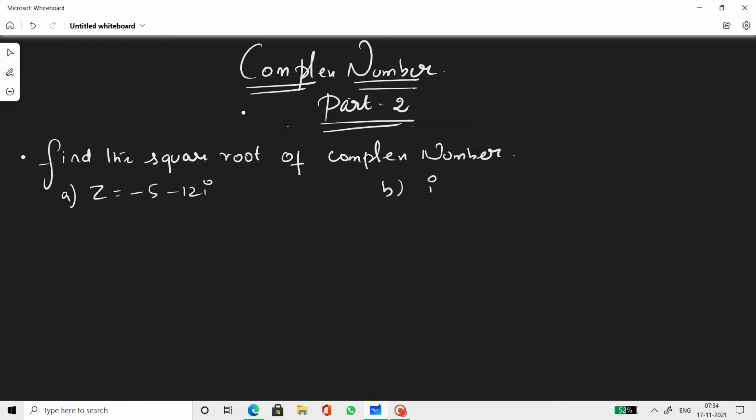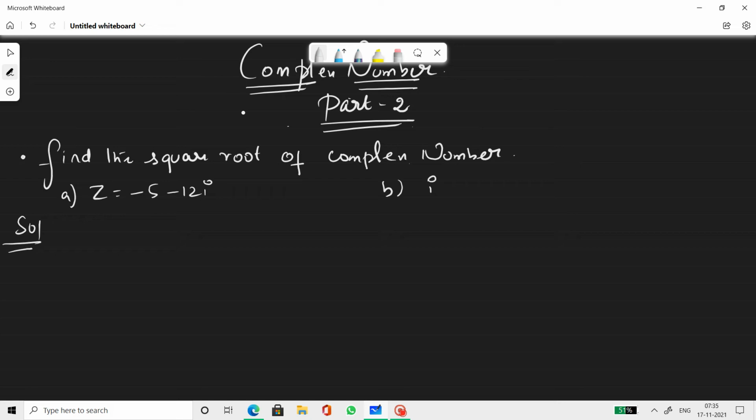Find the square root of the complex number. I have selected two questions. Z equals minus 5 minus 12i, and then Z equals i. I'm going to tell you how to find the square root of these two complex numbers. Now, solution for the first one.